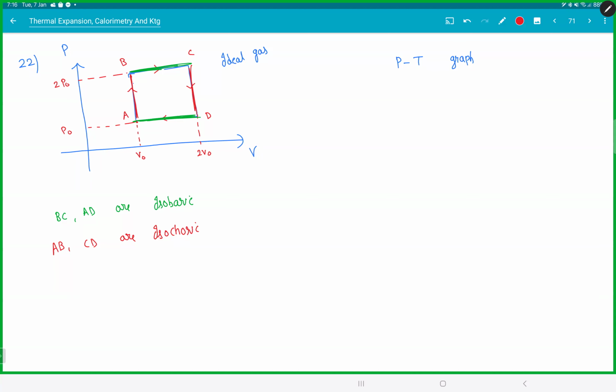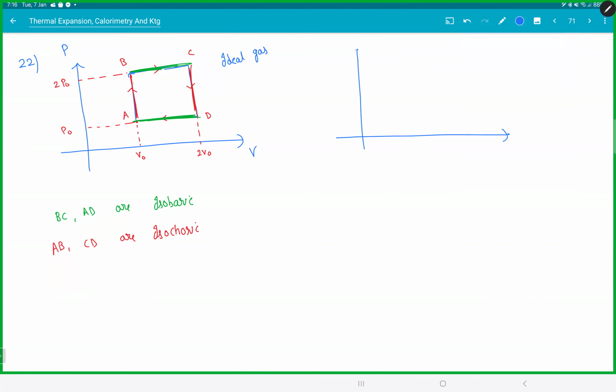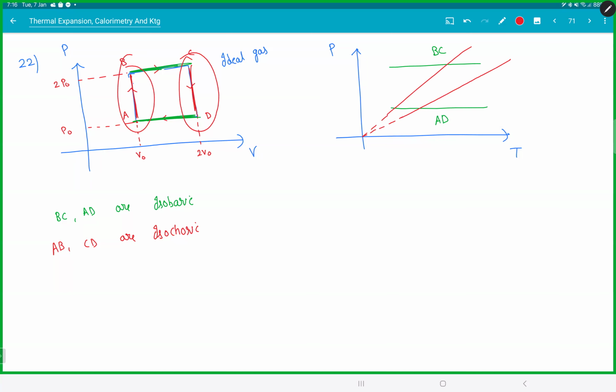Should I help you with one? See, this is how I draw. We want to draw PT graph, no? First thing, the isobaric process. How will they look? They will look like this only, horizontal lines. So who has more pressure? BC, so that is above, and this guy is AD. Great. The other two lines are isochoric, so they should pass through origin. They will go like this, and they will go like this. Now, which line is which one? Who has more volume? CD has more volume than AB, right? Higher the volume, lesser the slope. So this guy is CD and this guy is AB.